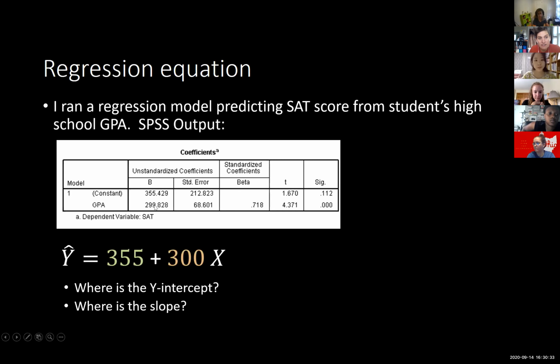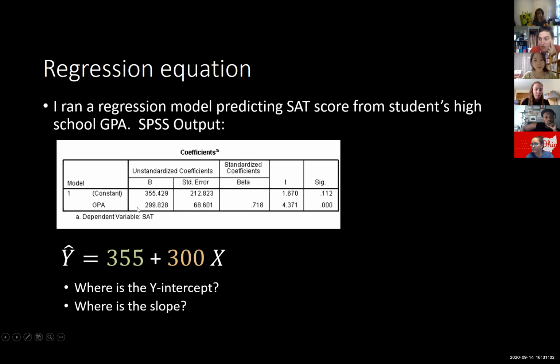Now with the significance tests, remember we're going to read across the line. So the statistical significance of the intercept is here. So this is telling us that this number, 355, is not significantly different from 0. Whereas this coefficient, the slope, 300, is statistically significantly different from 0.